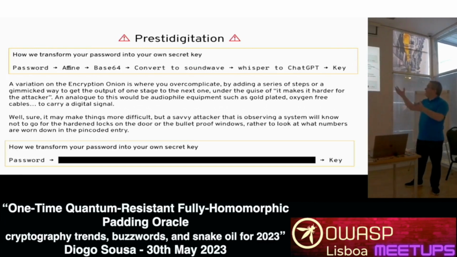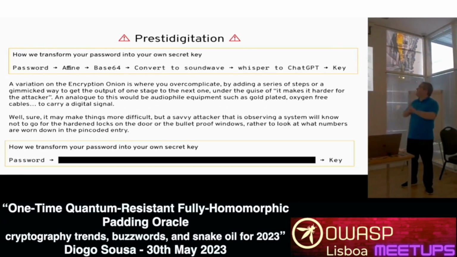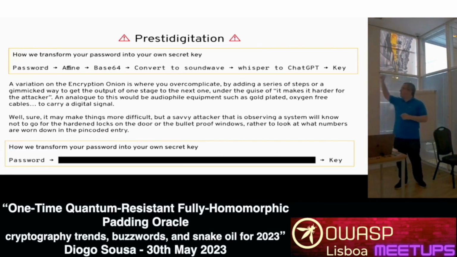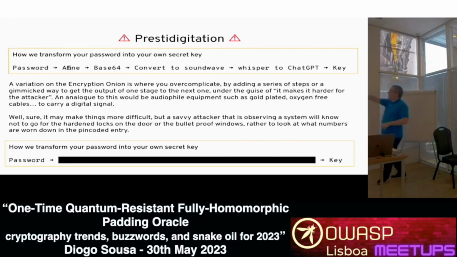Here's another variation of this. I call it prestidigitation, which is basically producing magic tricks. So they take your password, they do an affine transformation, they convert it to a sound wave, they whisper it to ChatGPT, and then they get your secret key. Oh, this is cool. But here's what I do. I basically ignore all of this, and then I just look. Oh, there's a password there, and there's a key there.